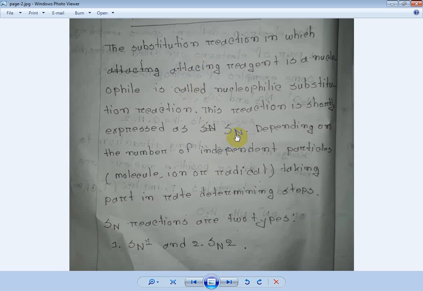It is expressed as SN. This is nucleophilic substitution. Nucleophilic substitution has two types: SN1 and SN2. In the SN1 reaction, the rate determining step is one step, and the rate depends on the concentration of only one reactant, the alkyl halide. For this reason, it is called an SN1 reaction. The SN2 reaction occurs in one step, in which the rate depends on the nucleophile and also the reactant. For this reason, it is called an SN2 reaction.